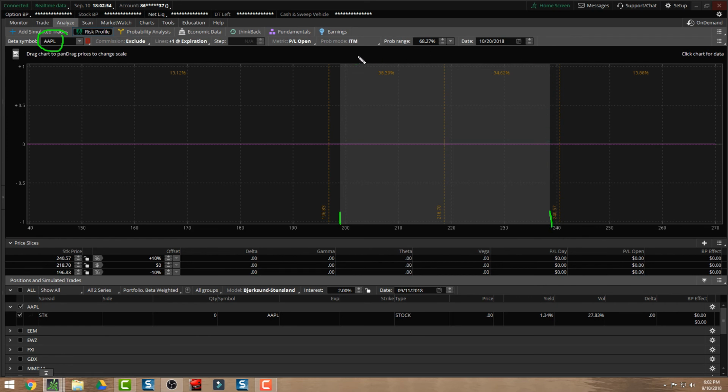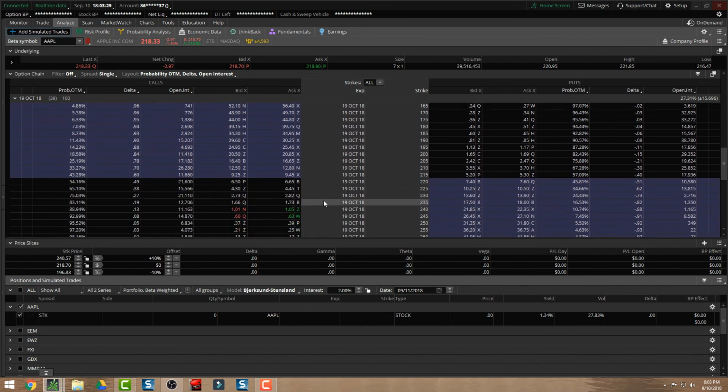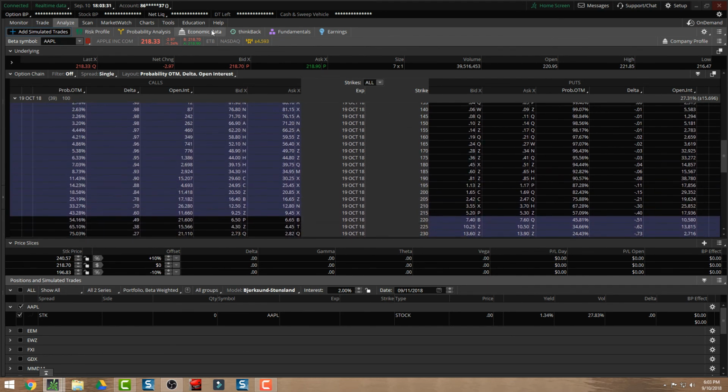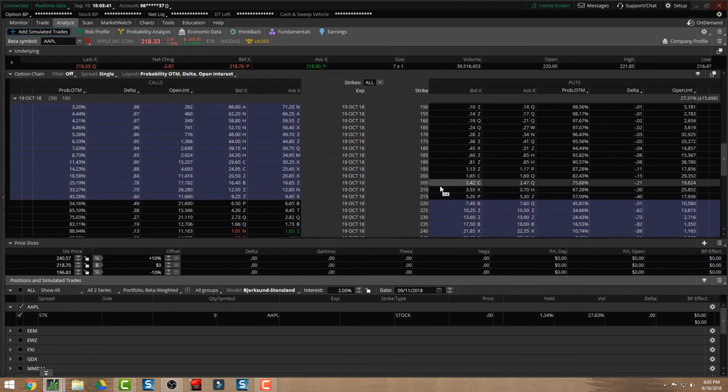So let's say we wanted to formulate a trade where we're going to sell a put credit spread below the market, expecting the market to trade higher. So we're going to come down here below that 200, or about that 199, and sell a put credit spread. So what we would do is come in here to add simulated trades, and we could come in here to our options chain. We're looking at that 19th of October 2018 option series. We come in here, what did we say, about that 198 mark. So we come in here to that 198 mark on the put side, which is going to be between the 200 and the 195.